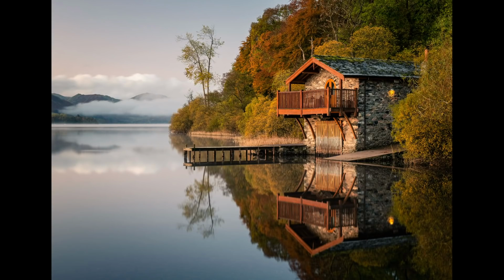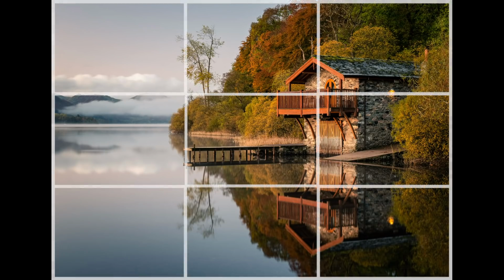Let's now take a look at a few examples of the rule of thirds in action, starting with this image taken back in the autumn of the Duke of Portland boathouse, which is actually just over there. Now, this shot was composed with the rule of thirds in mind. The boathouse has been placed on the right hand third. The shoreline behind the boathouse extends into the frame as far as the left hand third, and the top of the mountains runs along the upper third, meaning that the top third of the frame is filled with sky.